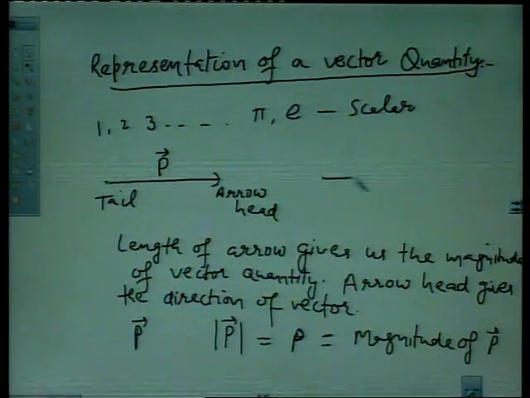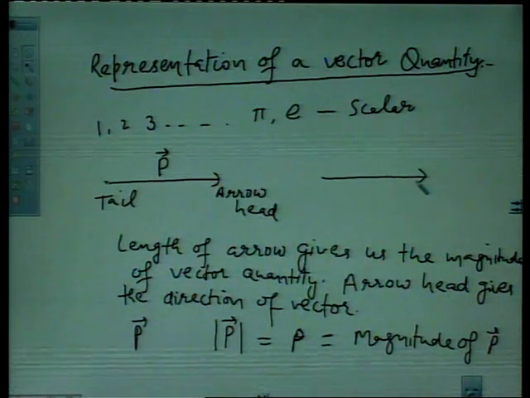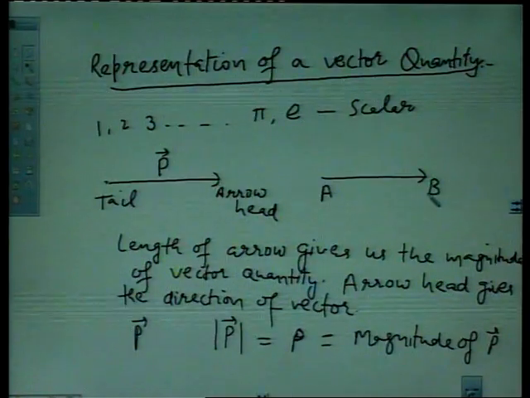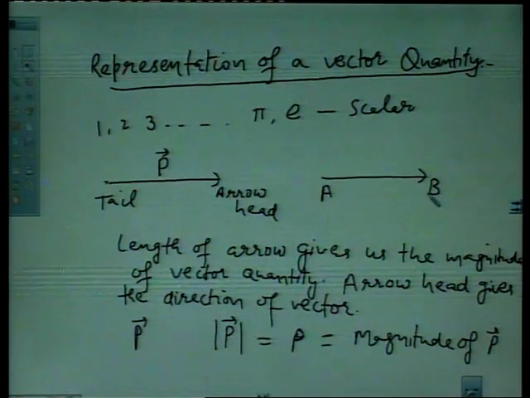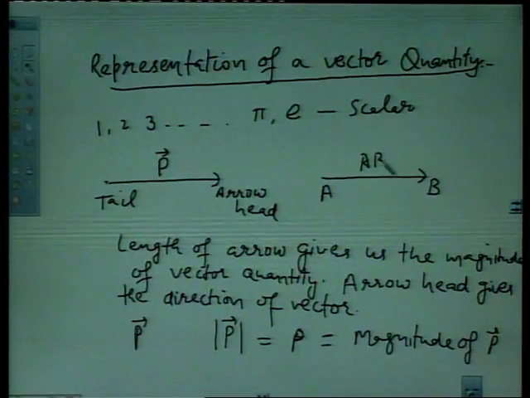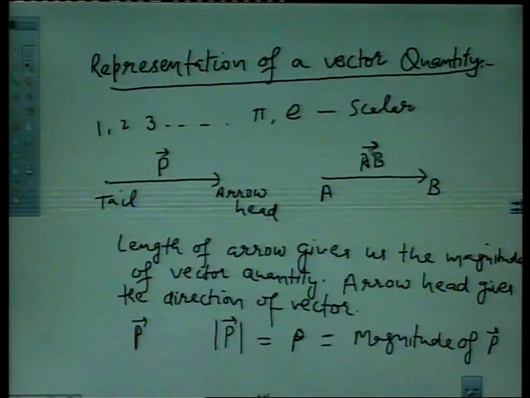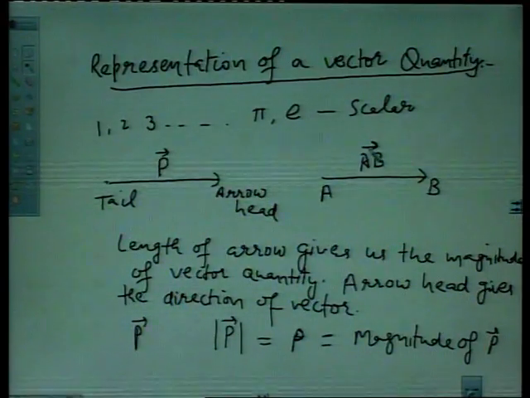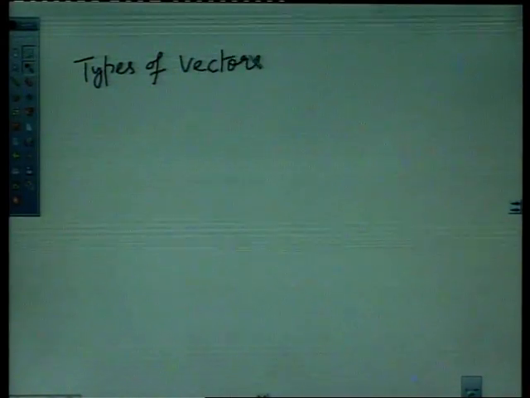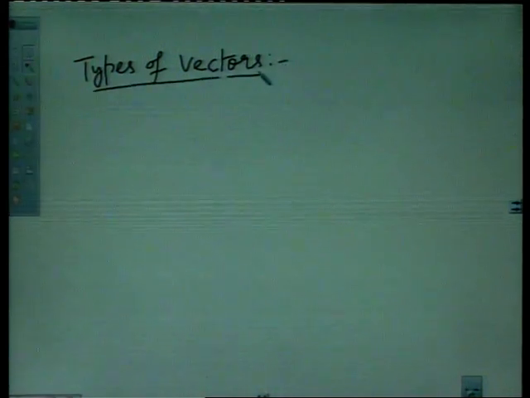Another way of representing a vector quantity is, suppose we have AB vector, the tail is at point A and head is at point B. So this vector can be written as AB vector. So in this way we can represent a vector quantity. Now the next is the types of vectors. There are many types of vectors.